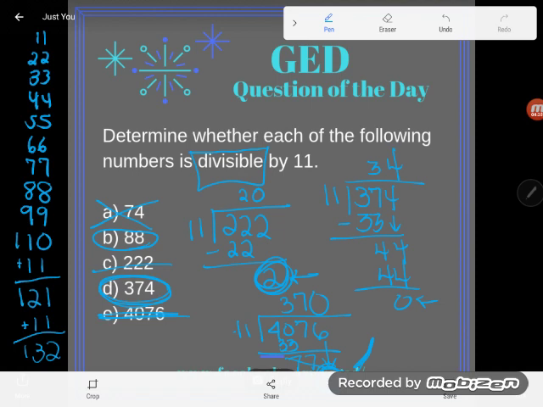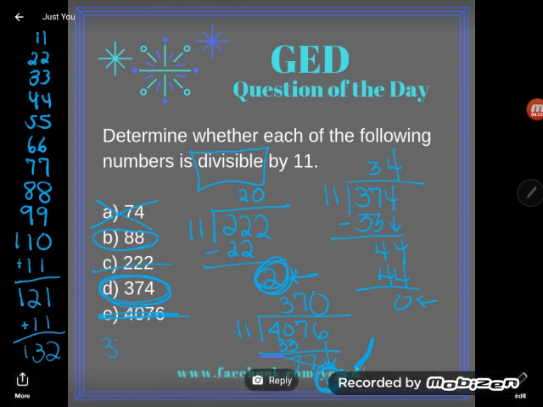All right, so I have 2 numbers here that are divisible by 11, 88 and 374.